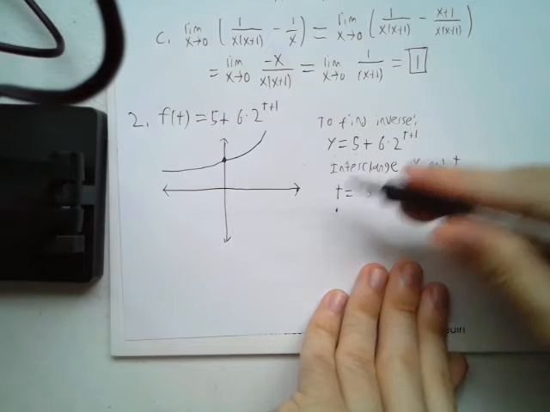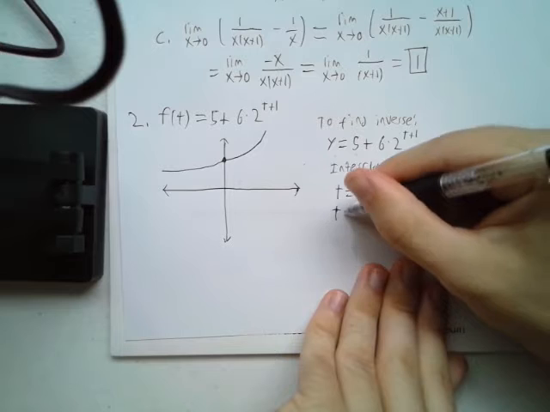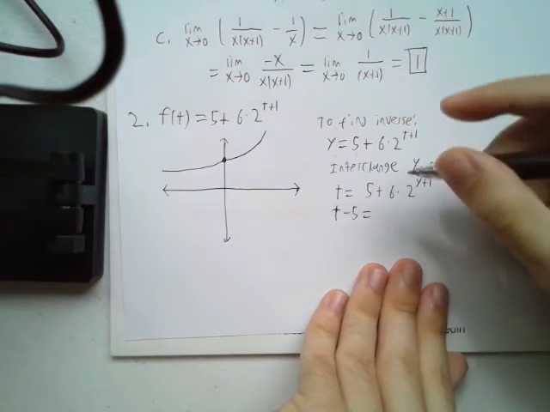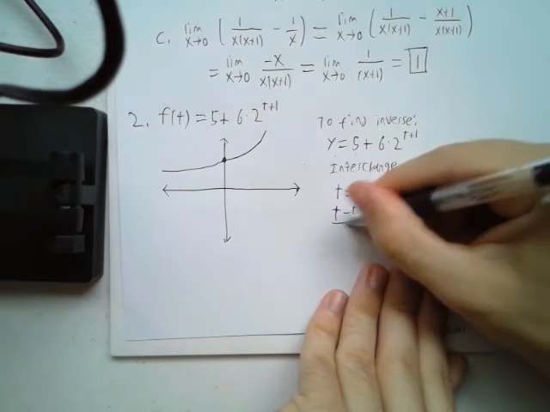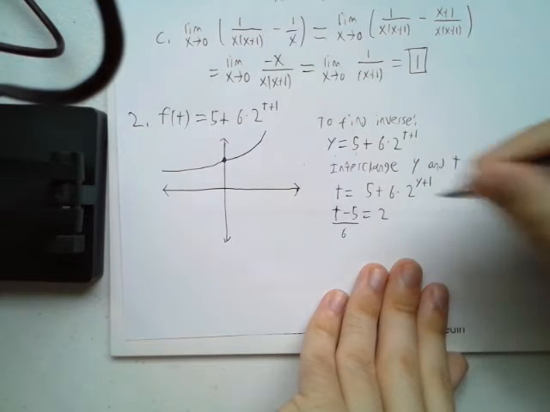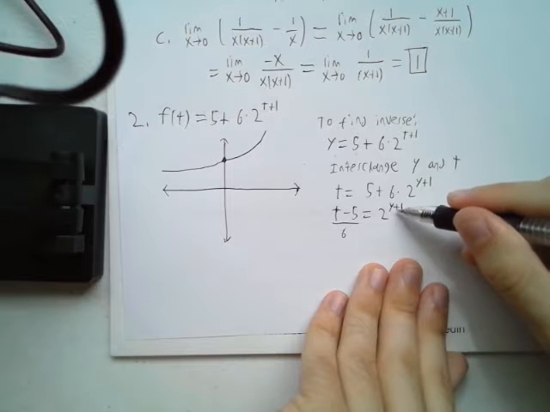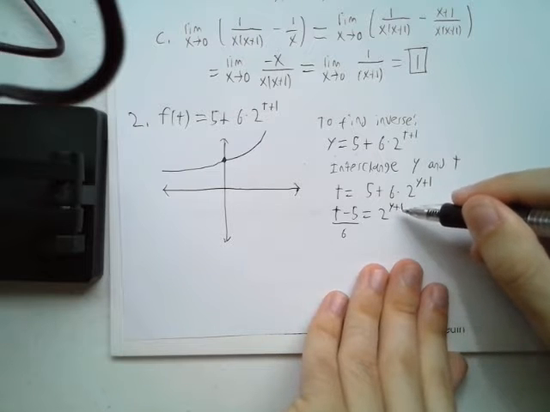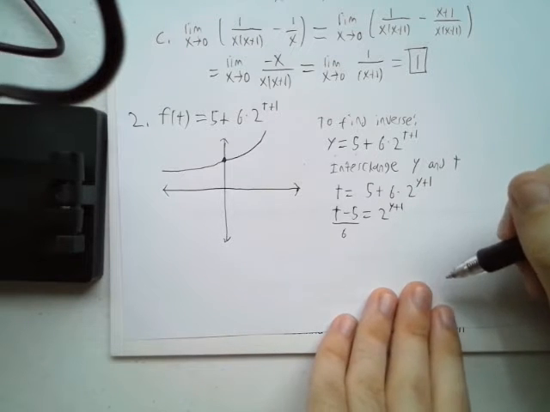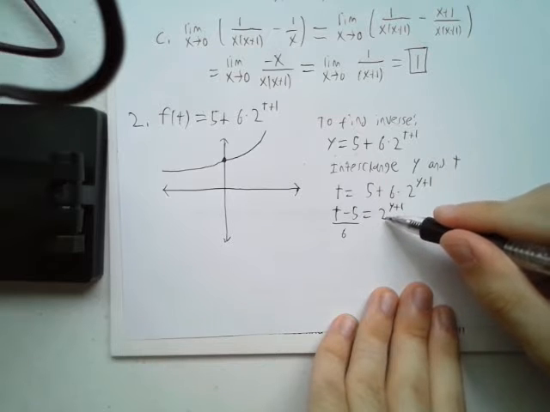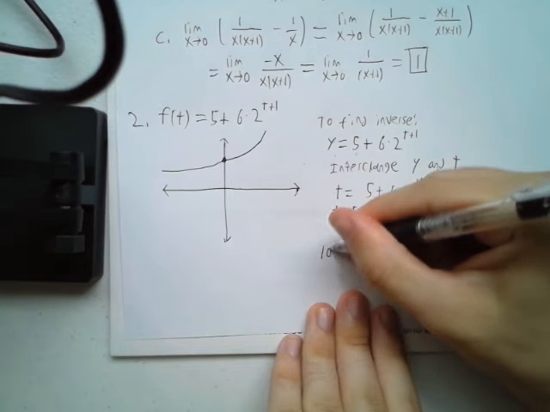So the first thing we want to do is move that 5 to the other side. So t minus 5 equals, and let's divide by 6 while we're at it, 2^(y+1). Now we somehow have to get this y out of the exponent. And the way to do that is using logarithms. Since the base of the exponent here is a 2, I'm going to take log base 2 of both sides.